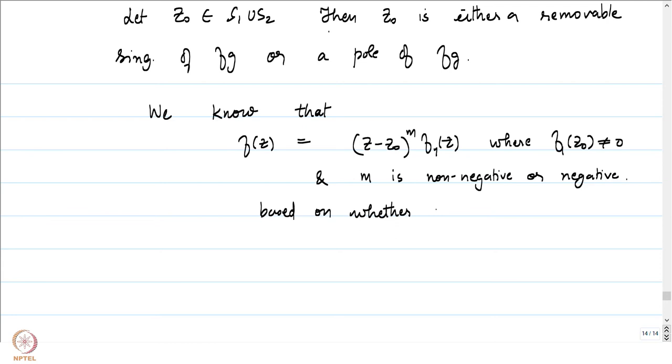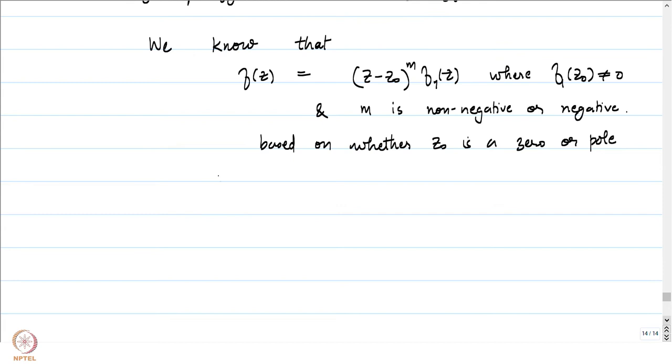Z0 is a zero or a pole, let me put it that way. In fact, m equal to 0 is allowed. In that case, z0 is considered to be a zero of order 0. So that is also allowed. And what will happen to g of z?